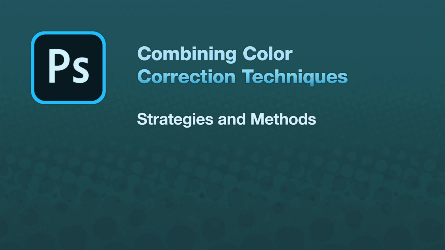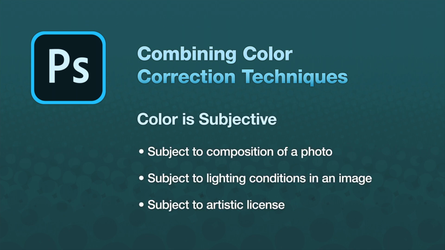Before we get into it, a couple of things you should have in mind. Color is subjective. By that, I mean it's subjective to the composition of a photo. Light is reflective, so objects in an image will affect the tone of adjacent objects. It's subjective to lighting conditions within the image. And it's also subjective to artistic license. Color is a visual language, and you'll always want to have in mind what your visual narrative is going to be with the final product.